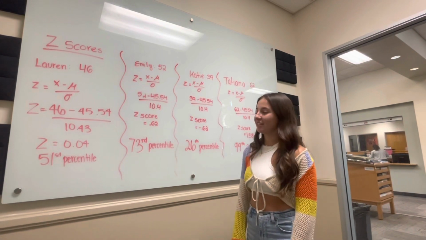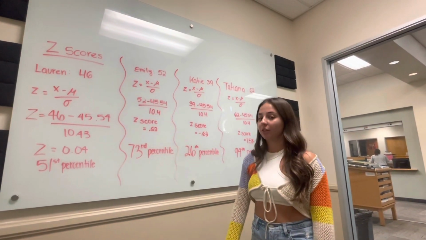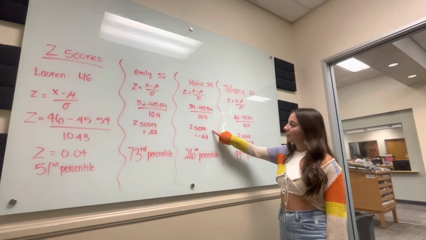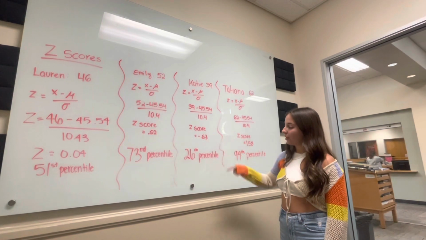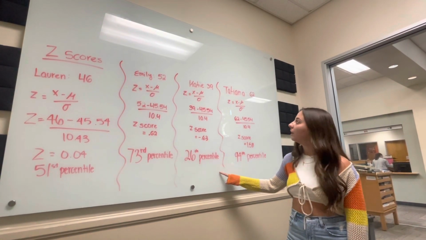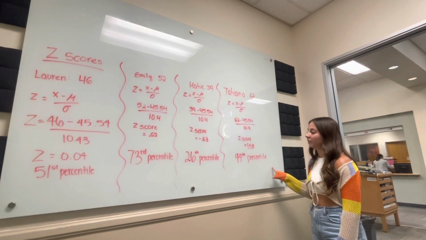After calculating the rest of the z-scores, Emily had a z-score of 0.62, and after looking at the chart, she fell into the 73rd percentile. Katie had a z-score of negative 0.63, and after looking at the chart, she fell into the 26th percentile. And I had a z-score of 1.58, so I fell into the 94th percentile. Since Katie and I didn't get into the 70th percentile, what does that mean for us?